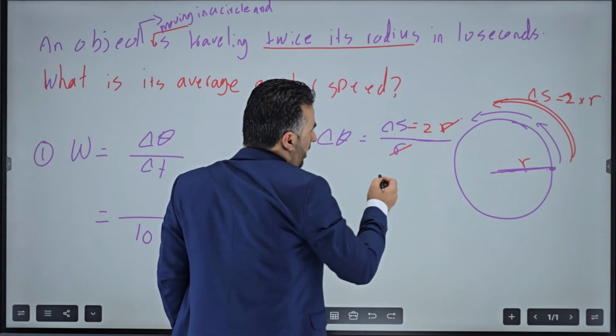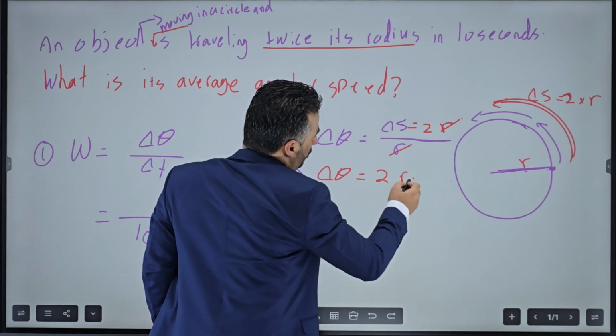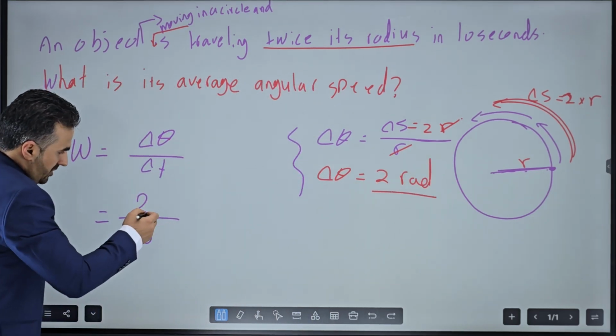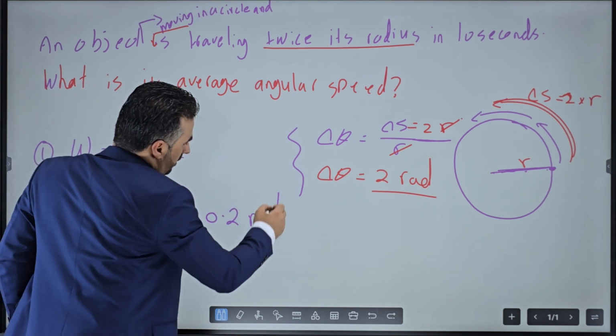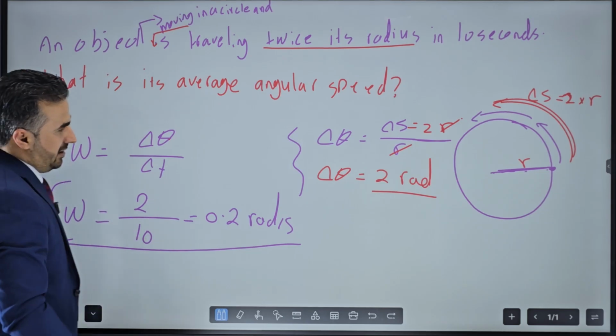So now this 2r cancels out. We can say delta theta now is equal to 2 radian. Now, of course, after finding this one, you could just divide this one by 10. So that is going to be 0.2 radian per second. And that is the angular speed, just in case.